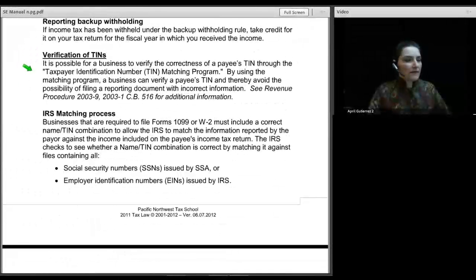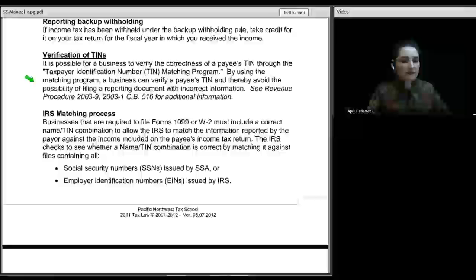Verification of TINs. It is possible for a business to verify the correctness of a payee's TIN through the Taxpayer Identification TIN Matching Program. By using the program, a business can verify a TIN and thereby avoid the possibility of filing a reporting document with incorrect information. So there are procedures here you can look up if you want to learn how to do that.